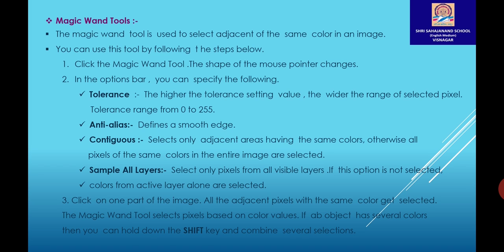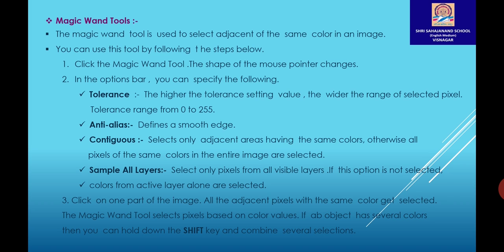Number 2. In the option bar, you can specify the following. When you click on these, you can set this option. First one is tolerance. So what is the use of tolerance? The higher the tolerance setting value, the wider the range of the selected pixels. Tolerance ranges from 0 to 255. We can set the tolerance between 0 and 255.